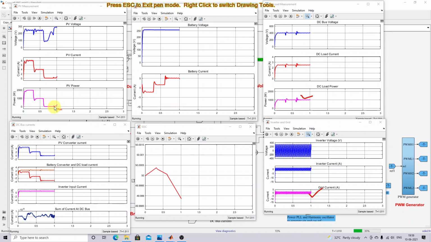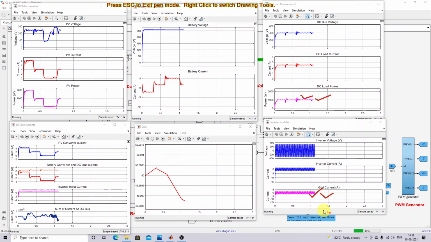Now we can see that the PV power increases to 1000 watts, because irradiation changes from 10 watts per meter square to 500 watts per meter square, then it is maintained at 1000 watts per meter square. Because of that, you can see the battery discharging current changes from 5 amps to nearly 1.5 amps. Now PV as well as battery supply the DC load as well as grid.